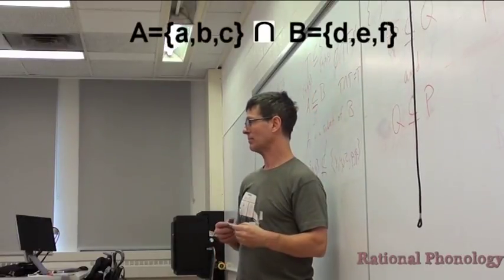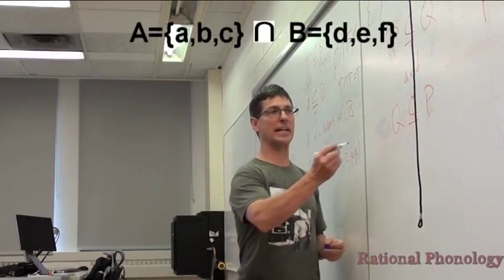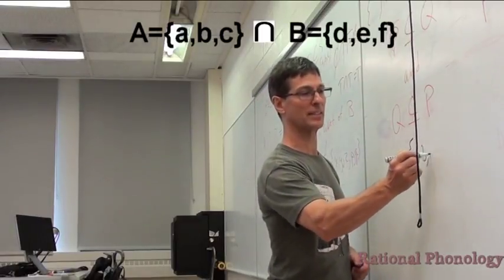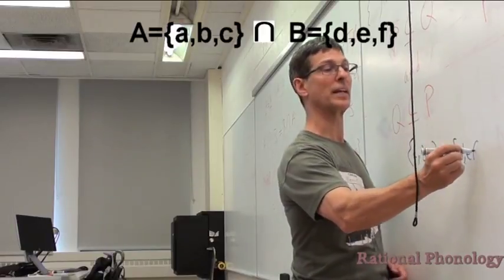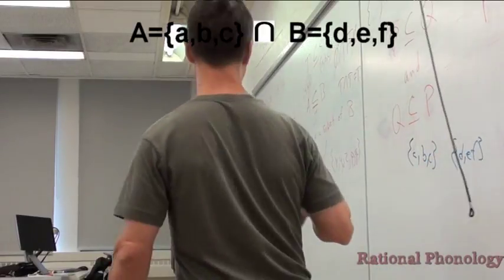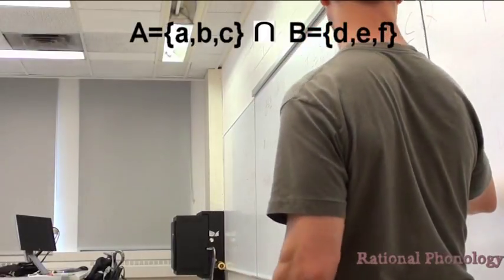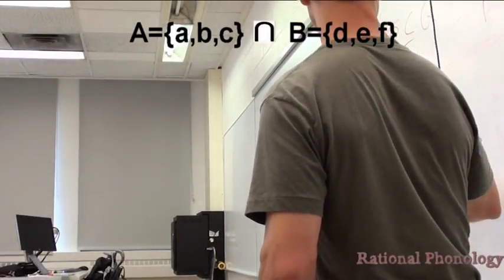No, but like if A is {A, B, C}, so A is the set that contains A, B, and C. And B is the set that contains what? D, E, F. Oh, okay, yeah, sorry. You were asking for something I didn't do yet. Good. Last 2 minutes, we got time. What's the intersection of these 2 sets?